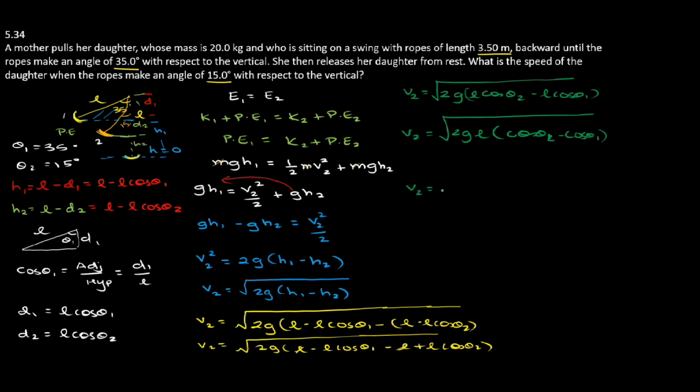Now you can substitute the values. So g is 9.81, L is 3.50. Then cosine theta 2 is 15 degrees and theta 1 is 31 degrees. And when you substitute these values, you get the answer for velocity as 3.17 meters per second.